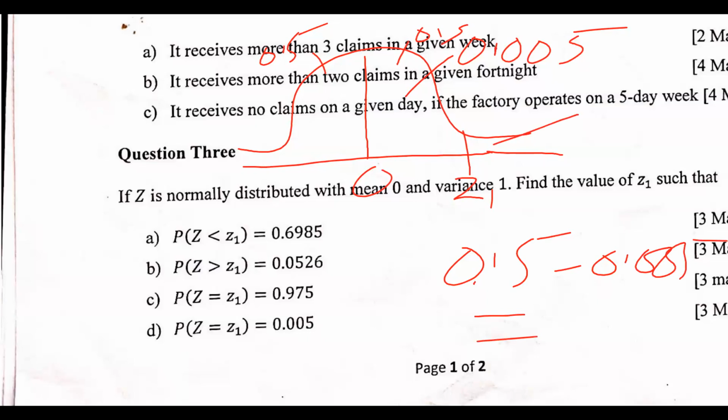Let's find the area that is on the right. What is the area that falls on the right? 0.495. So you have to actually now look for this area on the table.